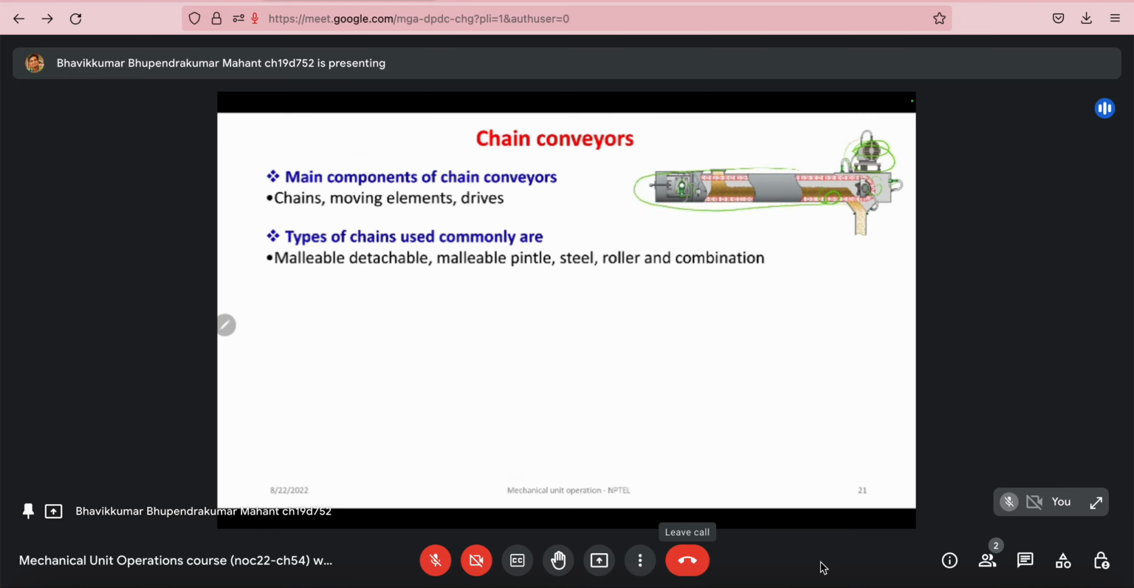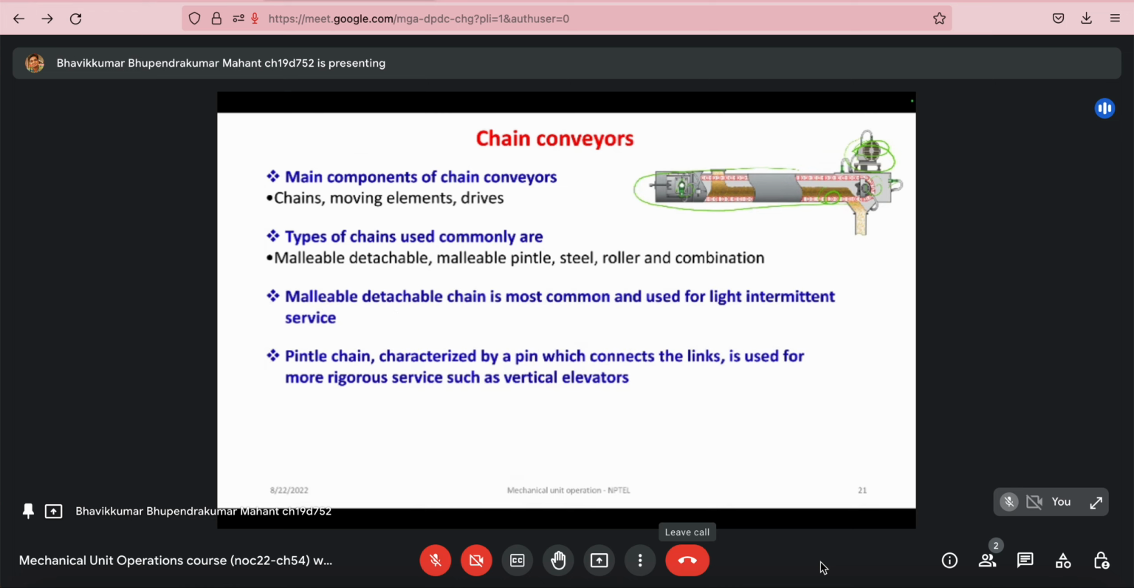The types of chains commonly used are the malleable detachable chain, the malleable pintle kind of chain, and the steel and roller combination kind of chain. Now, the malleable detachable chain is the most common. As you can see, everywhere in the bicycle chain, you get the malleable chain, which is easily detached also. The pintle chain is characterized by pins in between that connect the links, and it is useful for vertical service such as a vertical elevator.